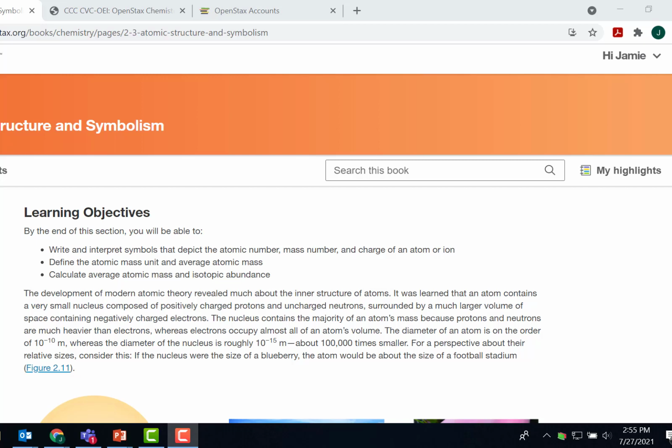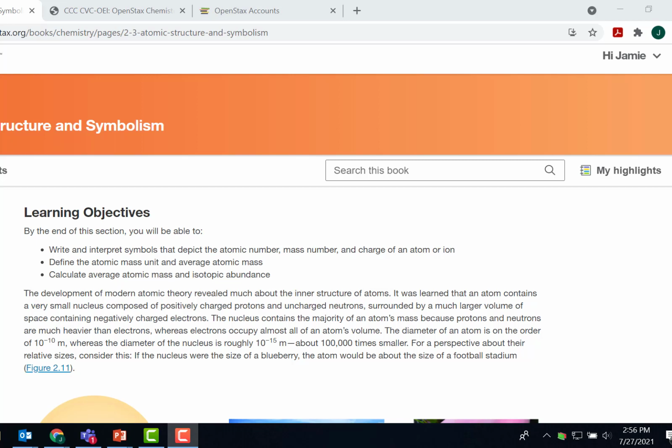Hello, everyone. We will be discussing now section 2.3, atomic structure and symbolism. This one will be more focused on kind of what the book is focusing on, as opposed to the first two sections of this module. We were maybe not focusing quite as much on what they looked at.